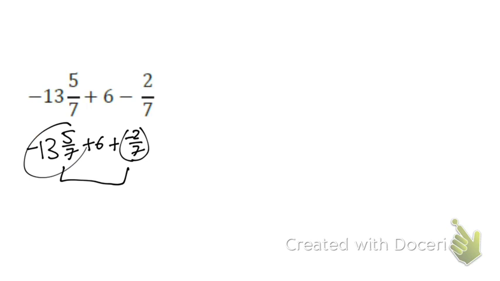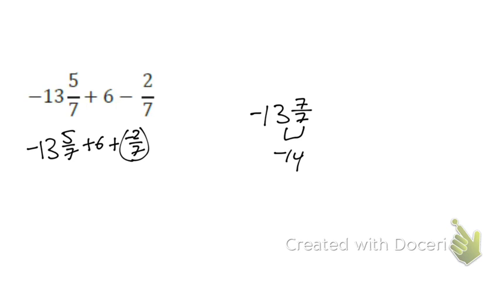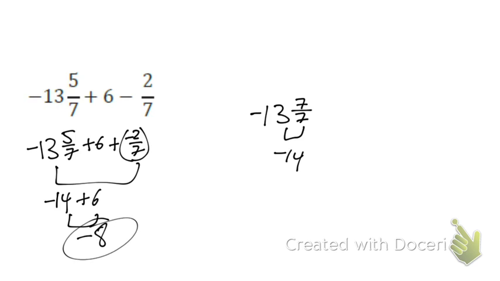Because if you got negative 13 5/7 and you add another negative 2/7, that will get you like negative 13 7/7, right? Which is basically just negative 14. So these two together makes negative 14. Then you got to bring down that 6. And from there, it gets pretty easy, right? Negative 14 plus 6 will get you negative 8. So again, if you guys did it a little differently, that's okay, as long as you get an answer negative 8 and show your work.